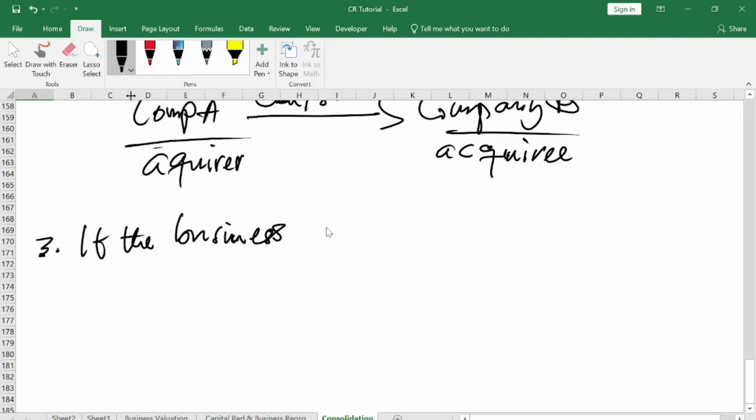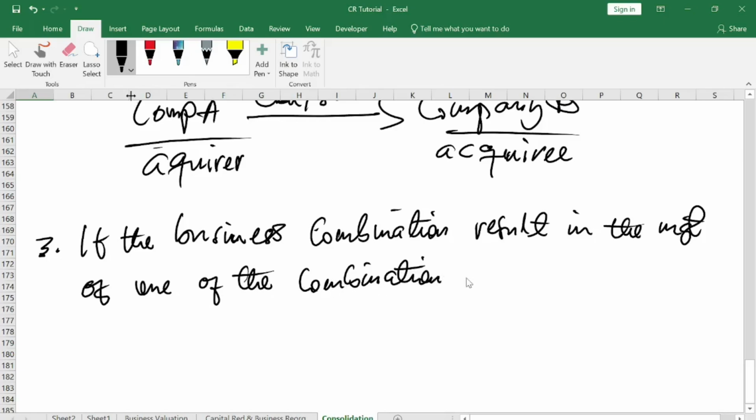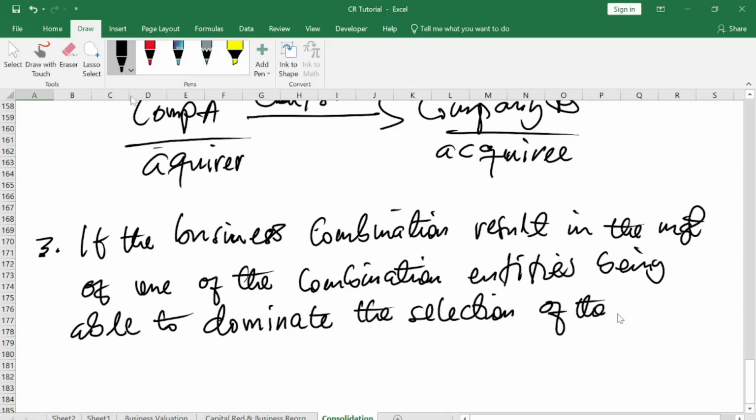So if the business combination results in the management of one of the combination entities being able to dominate the selection of the management team.